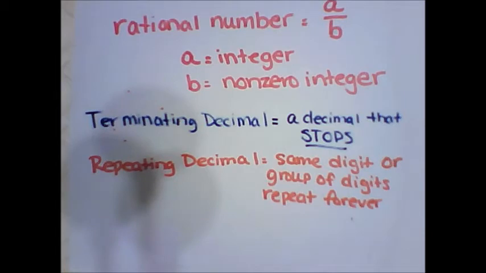Try and recall, when I was talking about the real number rainbow, that a rational number also includes terminating decimals and repeating decimals. A terminating decimal is exactly what it sounds like. It's a decimal that actually has an ending or stops. We can figure out if a fraction has a terminating decimal by dividing the numerator by the denominator. Same thing with the repeating decimal: the same digit or group of digits repeats forever.